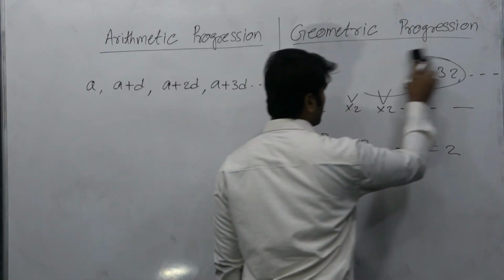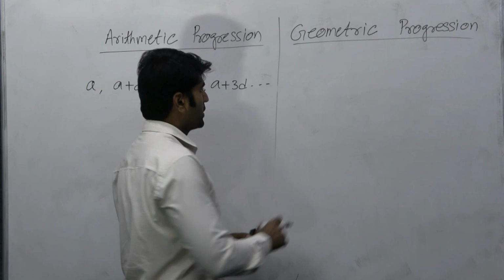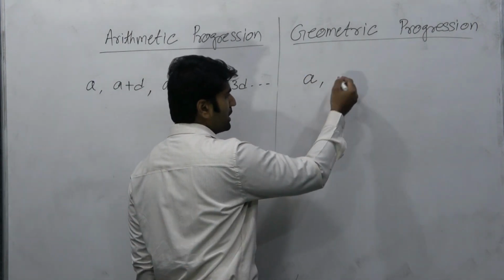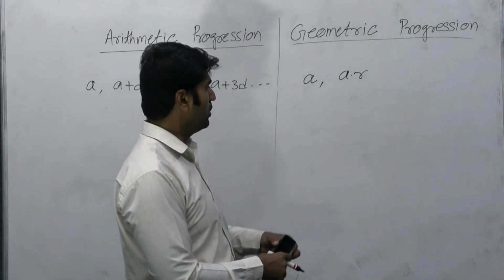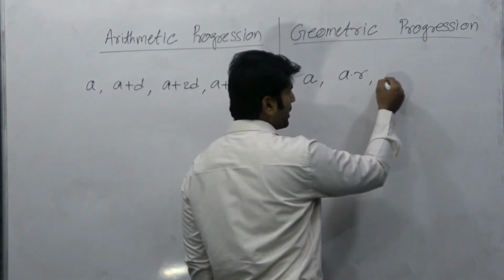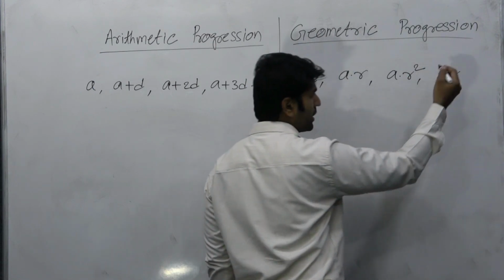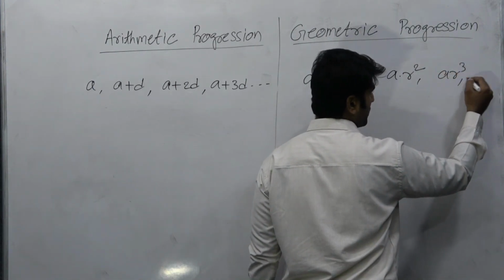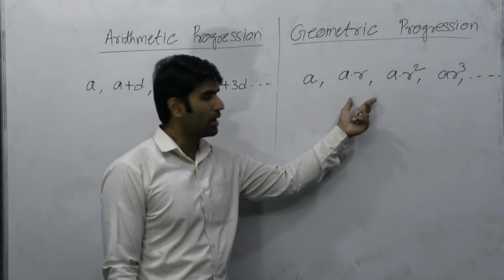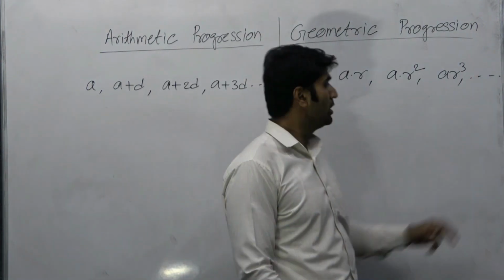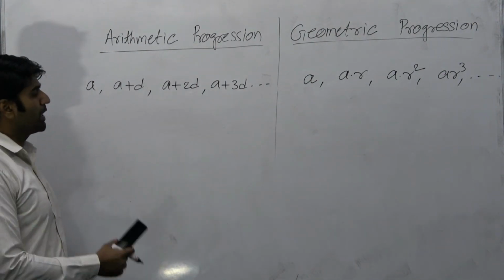And here in geometric progression, there is a constant ratio. Therefore, if the first term is a, then the second term is a into r, because the ratio is constant. So multiplied by the ratio, we get the next number. Then again multiplied with the ratio, that is r into r, r square, r square into r, r cube, and so on. Okay. So if the series is like this, a, a r, a r square, a r cube and so on, the series is called geometric progression, and this type of series is called arithmetic progression.